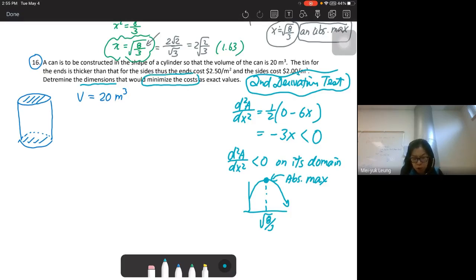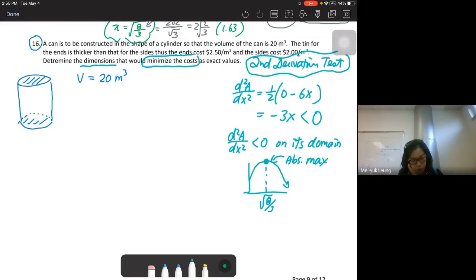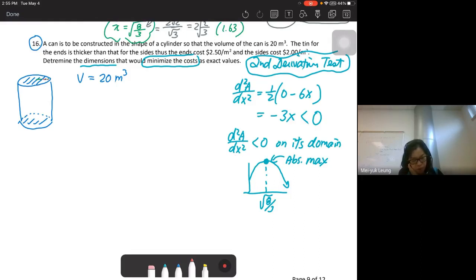So we want to find the absolute minimum of a cost function. First of all, let's define the variables. To talk about the volume, we need two variables, two dimensions: r, the radius, and also the height. The volume of this cylinder is the base area times the height, so we can easily express h, the height, in terms of the radius.